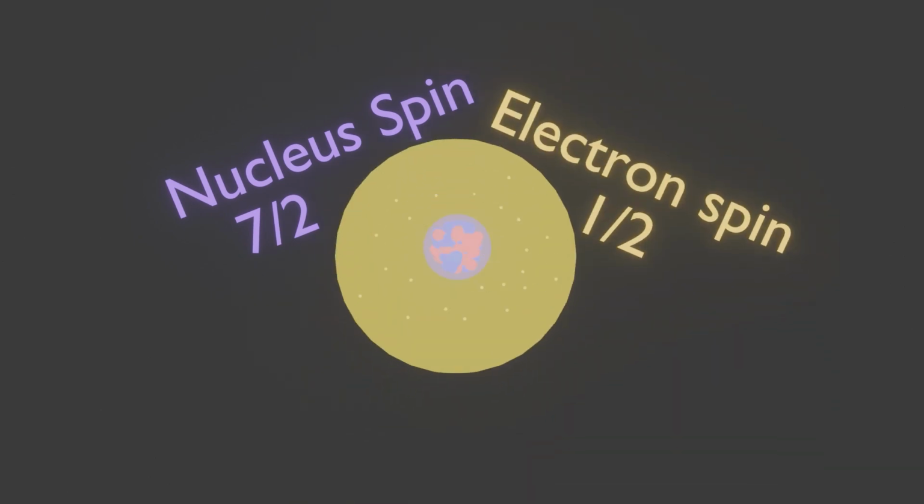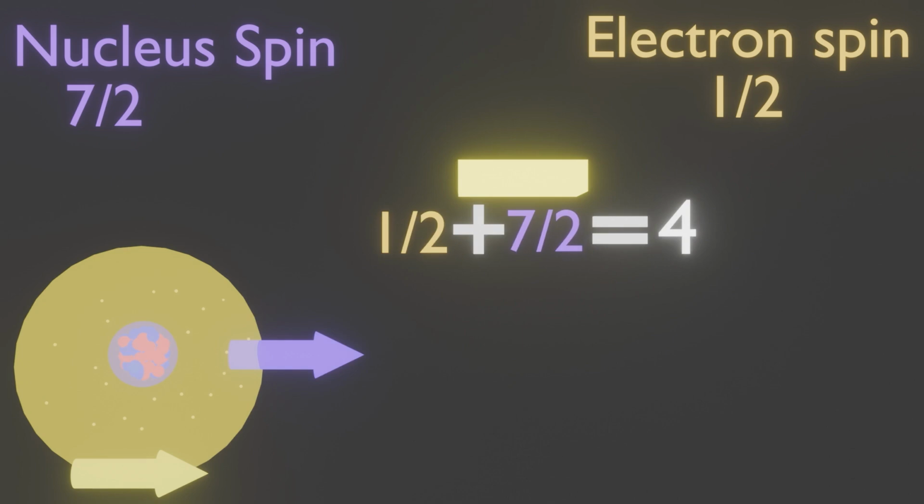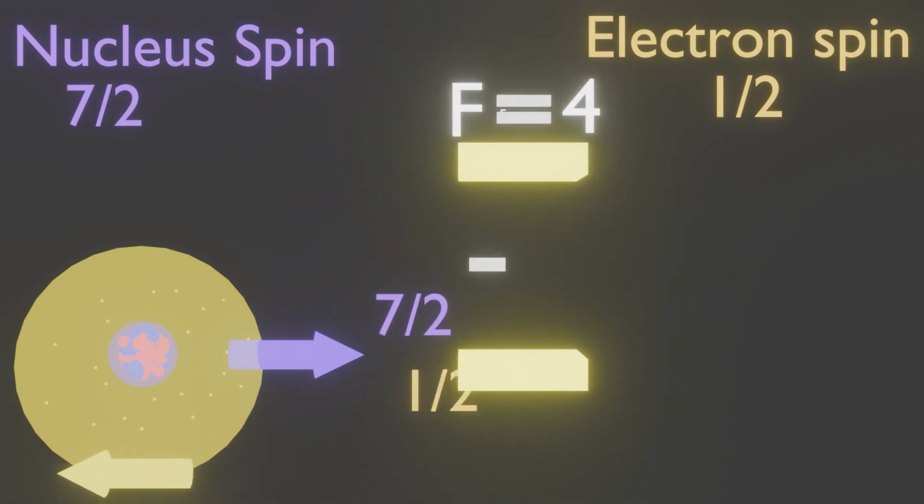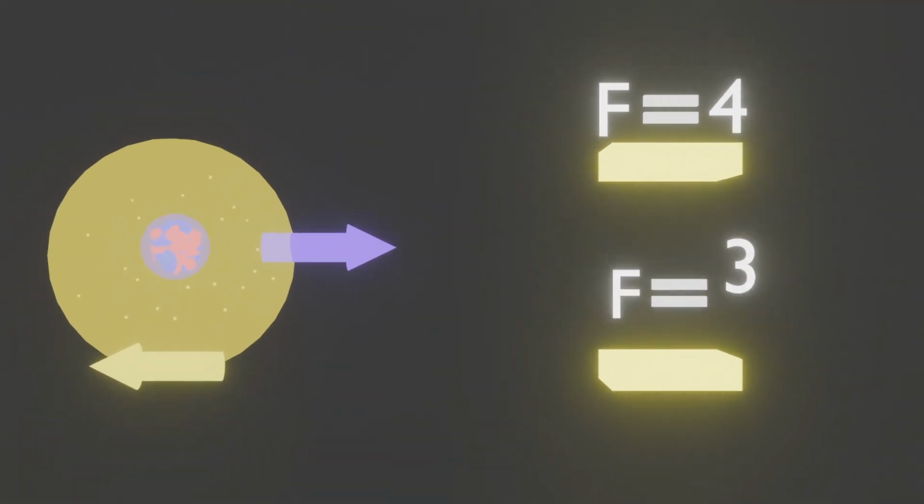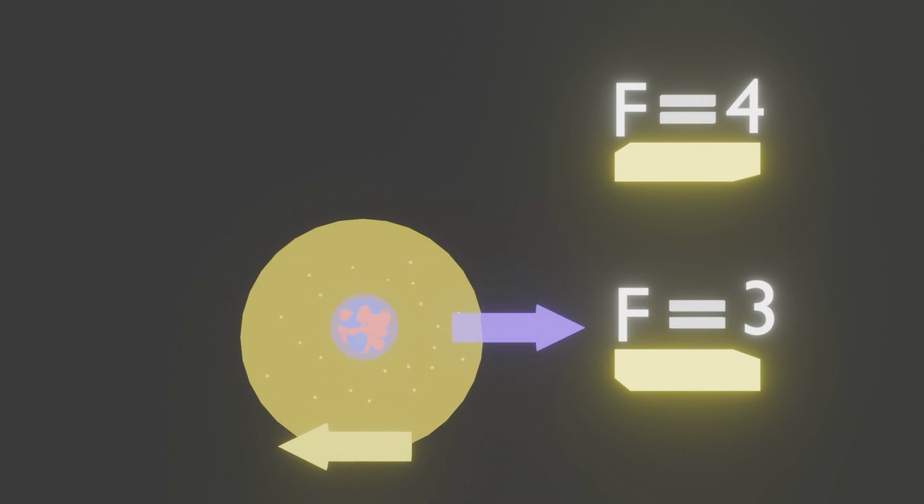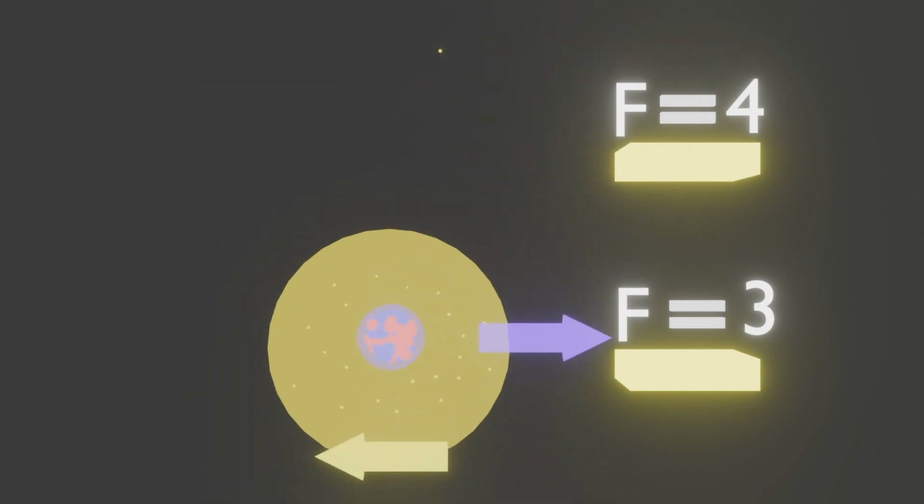Now, if the electrons are spinning in the same direction and are aligned with the nucleus, the spin of the nucleus and electrons will add up to a total of 7/2 plus 1/2, which is equal to 4. Let's call this energy state F equals 4. If they aren't aligned, F equals 7/2 minus 1/2, which is 3. F equals 3 is a lower energy state, but if we give the atom energy exactly equal to the difference of F3 and F4, then it will swap to the F4 state. It will then emit the energy and fall back to the F3 state.